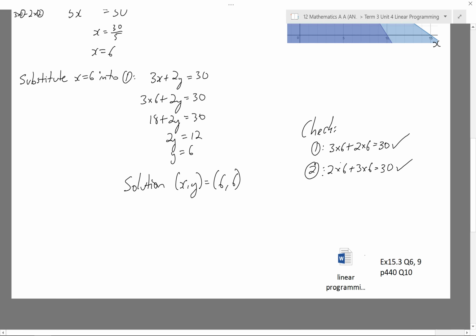There's a few more problems down here to have a go at. I want you to have a crack at them. Try and use these algebraic methods if you can, otherwise go back to either graphing on paper or using the graphics calculator.